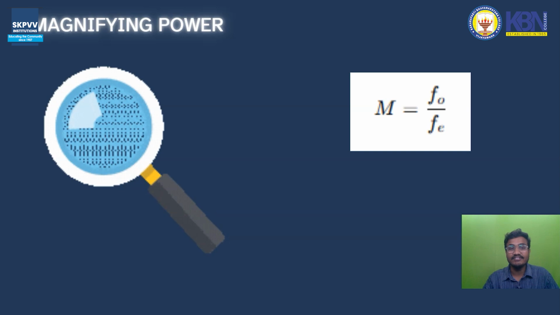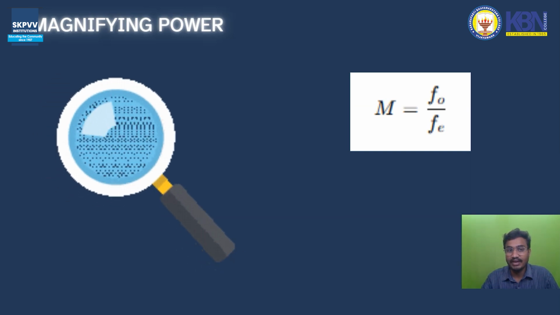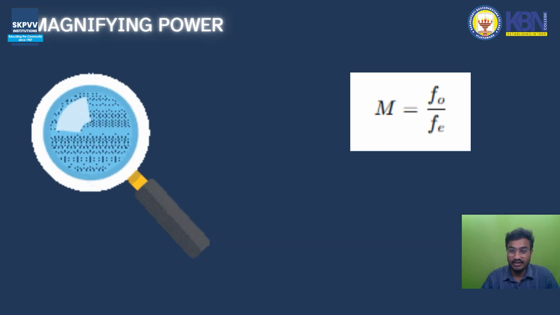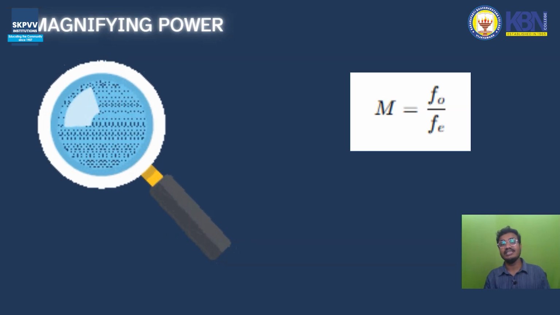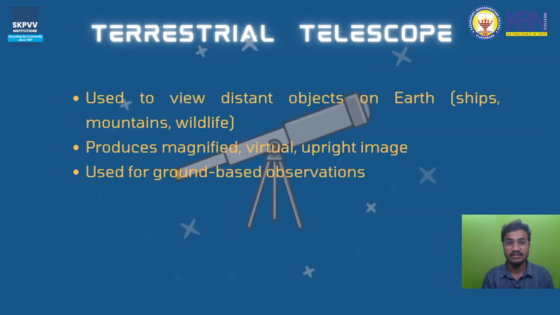Coming to the magnifying formula, it is given by magnifying power equal to f naught by fe, where f naught is the focal length of the objective lens and fe is the focal length of the eyepiece.